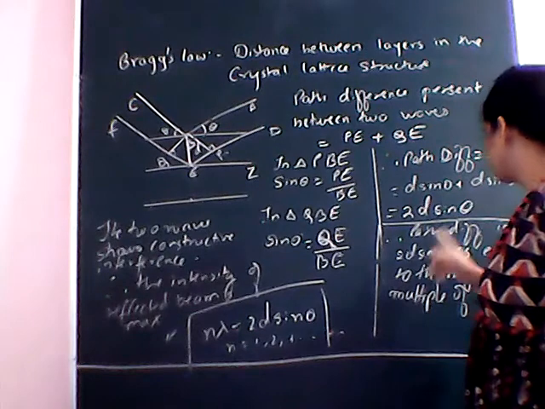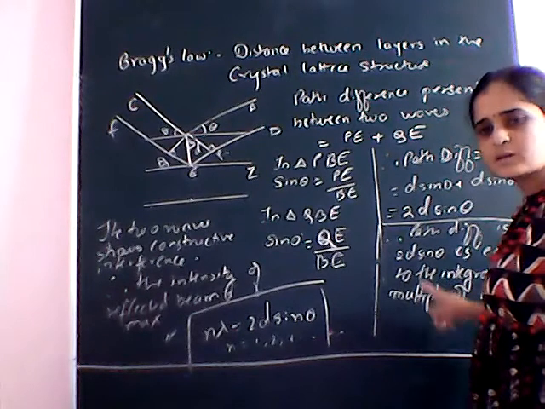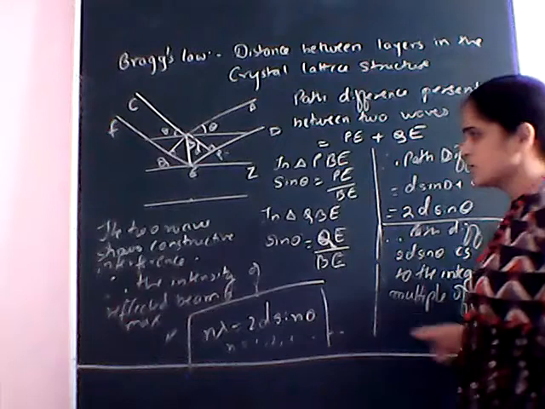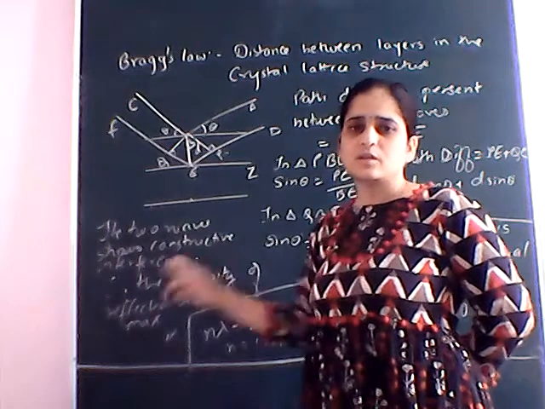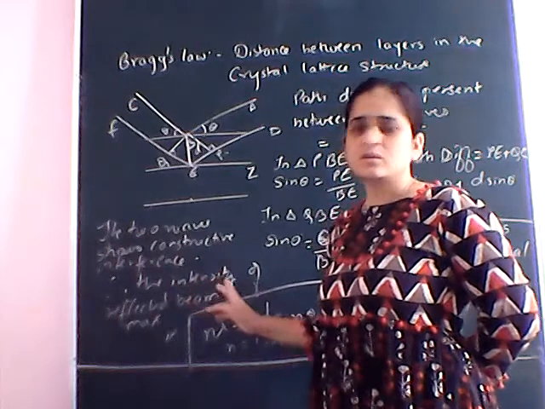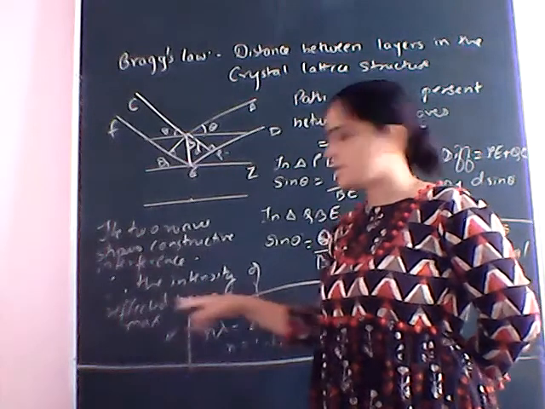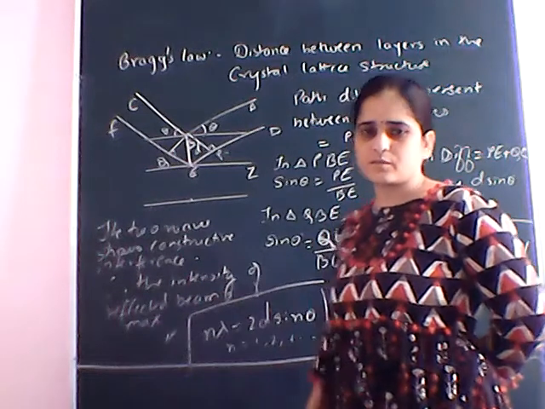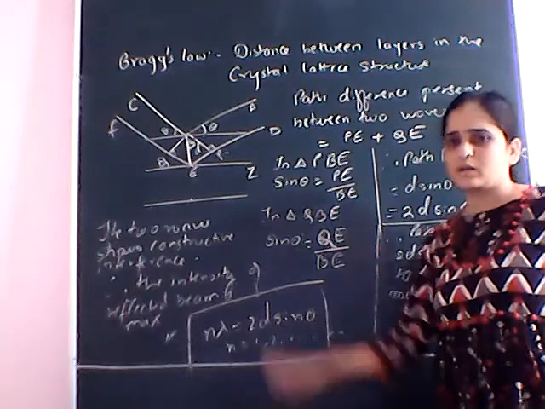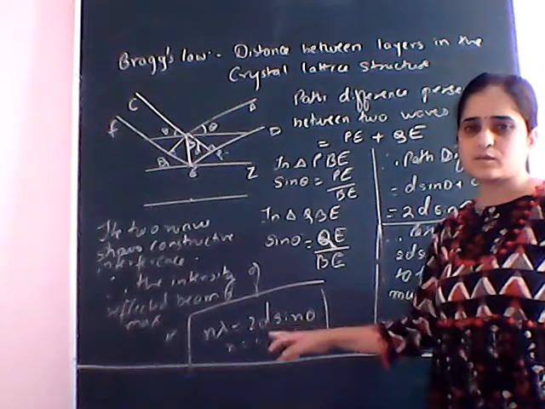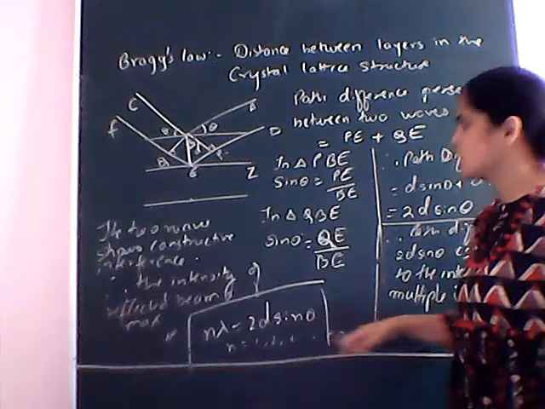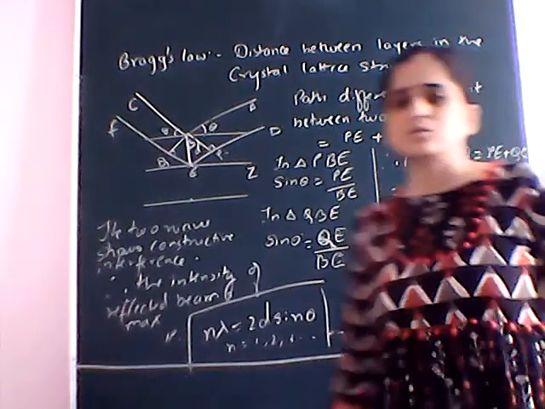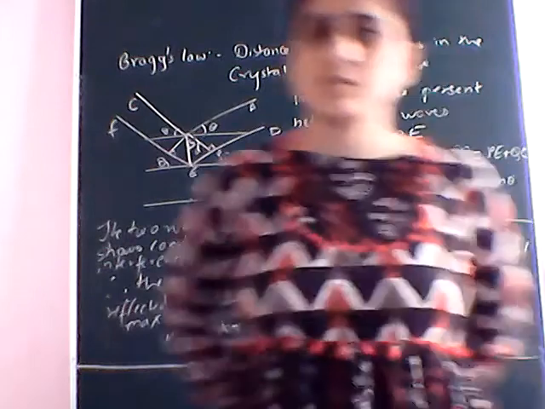Path difference is actually 2d sin theta, which is an integral multiple of what, n lambda. Why? Because both these rays show constructive interference. Therefore they show an intensity of the reflected beam that is always maximum. So you can finally conclude that n lambda is equal to 2d sin theta, where n is equal to 1, 2, 3 and so on. So this is your Bragg's law. Okay, we'll stop here then.